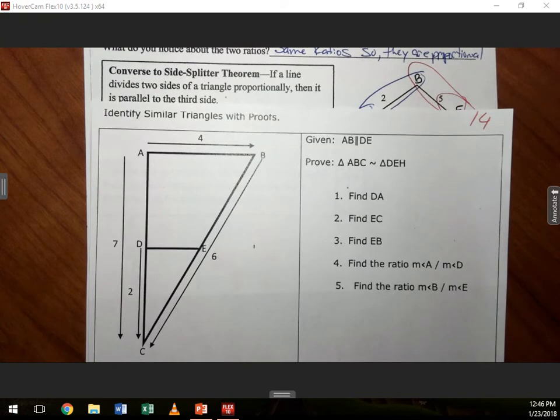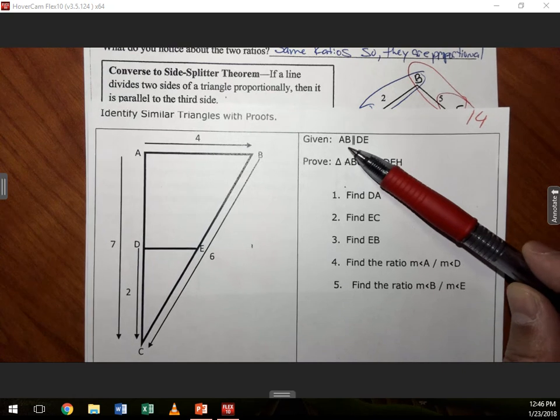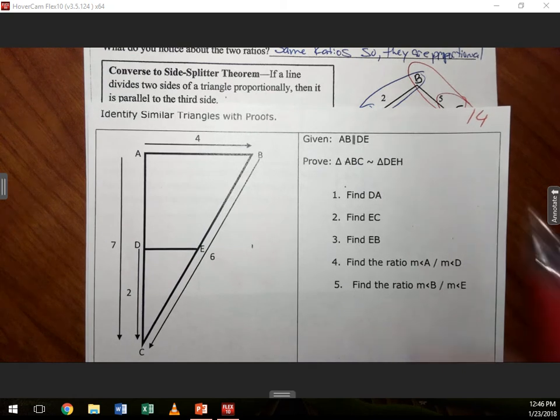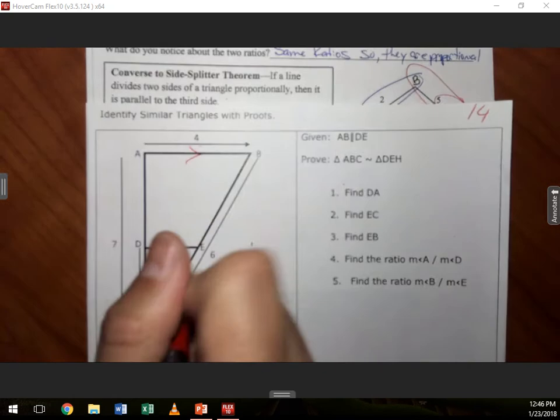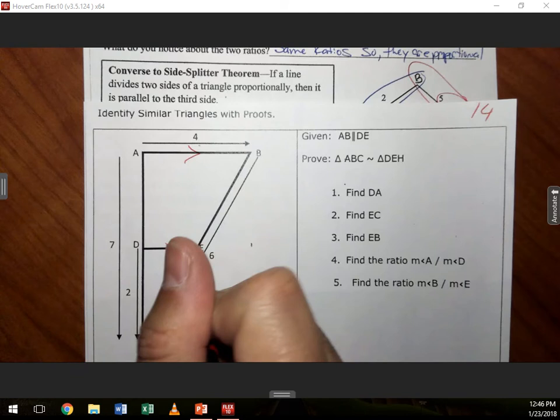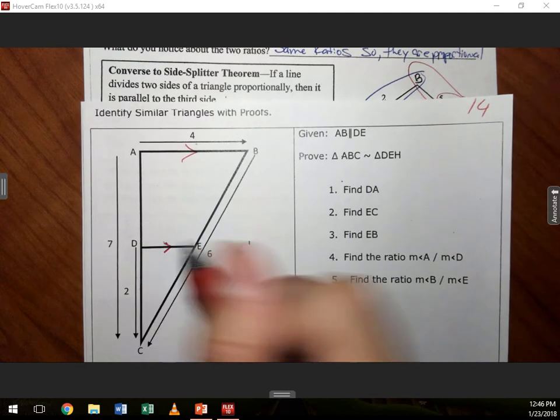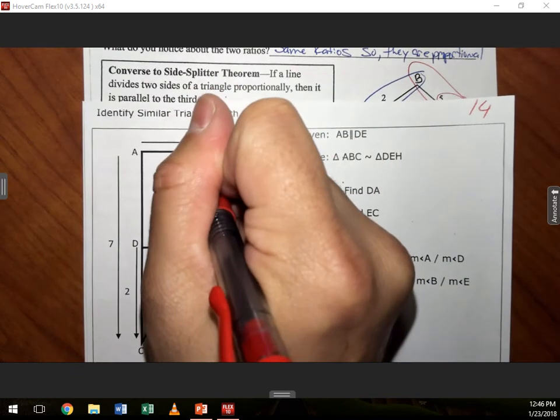So we're going to prove that these two triangles are going to be similar. We already know that AB is parallel to DE. Mark it. So I'm marking that they're parallel.